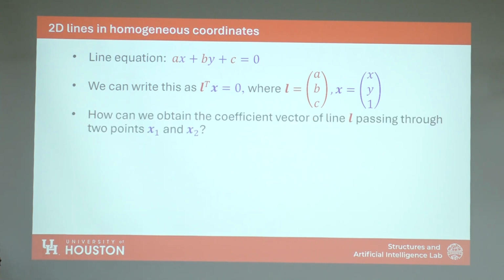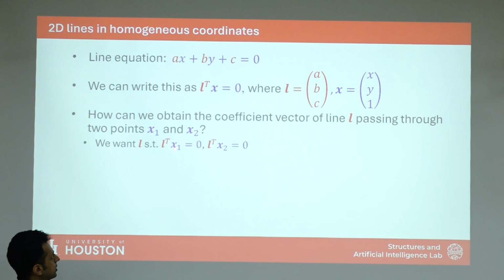Now if you want to obtain the point of intersection, or find a line that passes through 2 points, how do we do that? You remember from coordinate geometry? If a point is on a line, then what do we know about this expression? L transpose times x1, if x1 is on L, then x1 will satisfy the equation of L. If a point is on the line, it satisfies the equation. So L transpose x1 is 0, and L transpose x2 is 0.